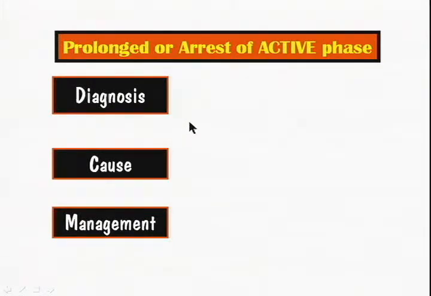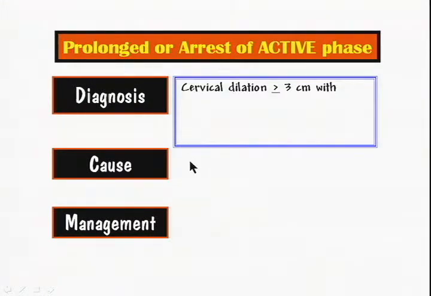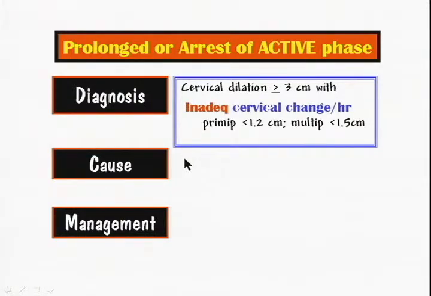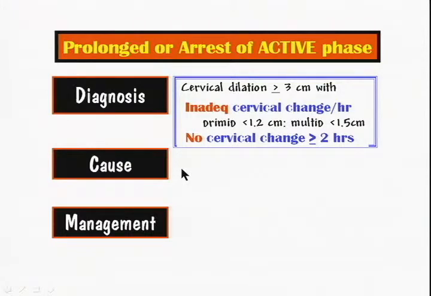All right, the diagnosis. The diagnosis is based upon cervix 3 or more centimeters dilated with either inadequate cervical change, which is less than 1.2, less than 1.5 centimeters per hour. That would be a prolonged active phase. Or if there's no cervical change for 2 or more hours, that is arrest of active phase.